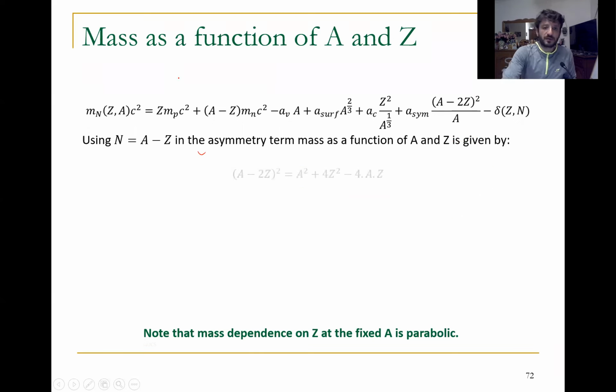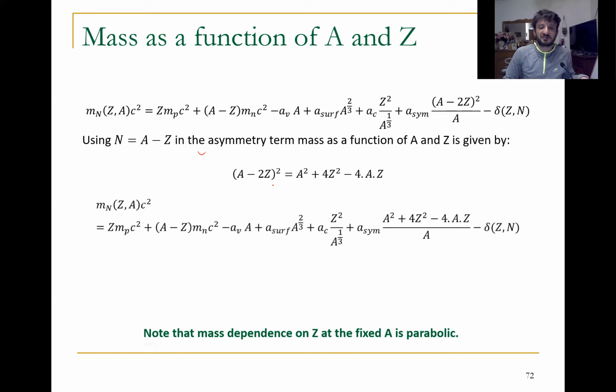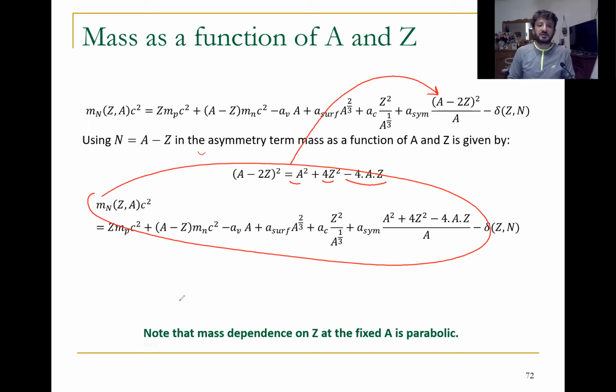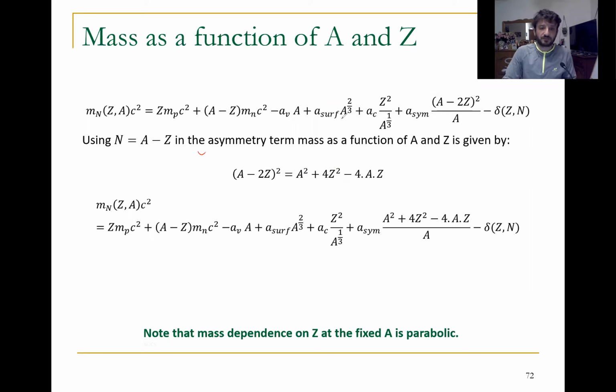Now, what we have to do: we put (A minus 2Z) squared equals A squared minus 4AZ plus 4Z squared. We put its value here. We get this new relation. I just want to simplify this one by putting Z squared, Z, and A as common factors.